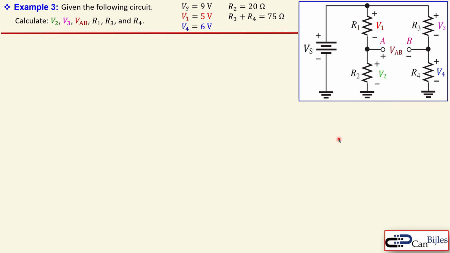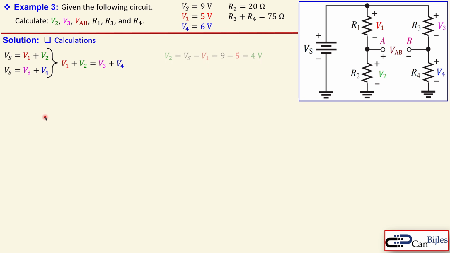Okay, let's see what we can do for this example. Solutions. First, the calculations for the first step. We recognize that this branch and this branch are parallel to the voltage source Vs. That means Vs is V1 plus V2 and also V3 plus V4. Then, since this is Vs and this is also Vs, we can say V1 plus V2 is equal to V3 plus V4.